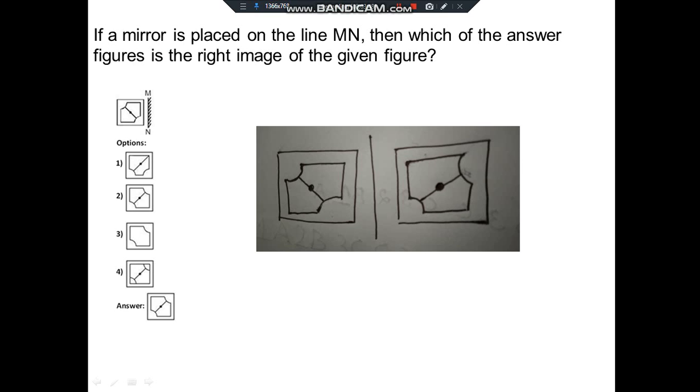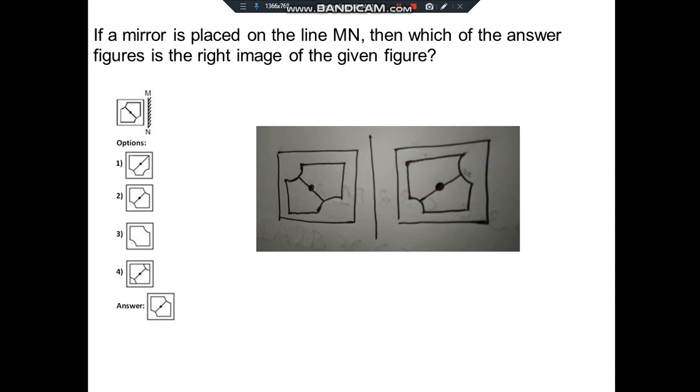Next question. Also consider that whatever shape is given in your original image will remain the same. The shape never changes, only its left and right position changes. Considering this question, see the options. You can easily neglect options 1, 3 and 4 because they are in some other states. So only option 2 can be given. When you check it, only option 2 suits, which is the right answer.